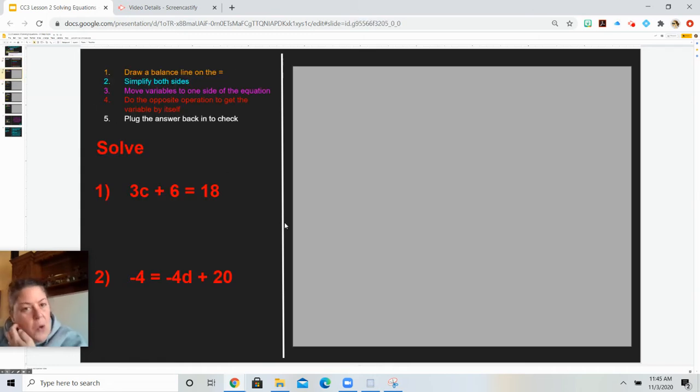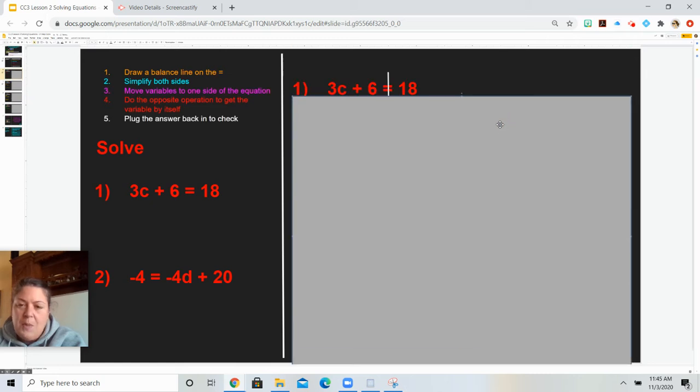All right, folks, welcome back. Here are the first 2 examples that we are going to do today. We're going to solve the equation 3 times C plus 6 equals 18. So again, you're going to draw that balance line right through the equal sign. There isn't any simplifying to do on either side, and all of the variables are on the left-hand side. So the next thing I'm going to do is opposite operations to get the variable by itself.